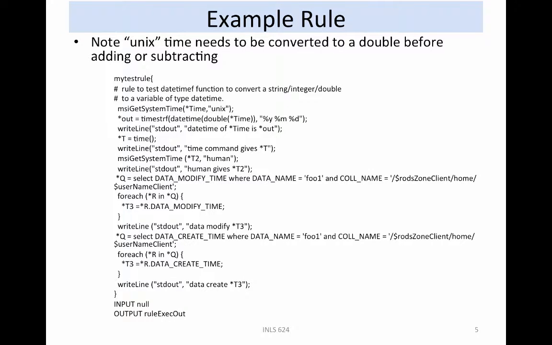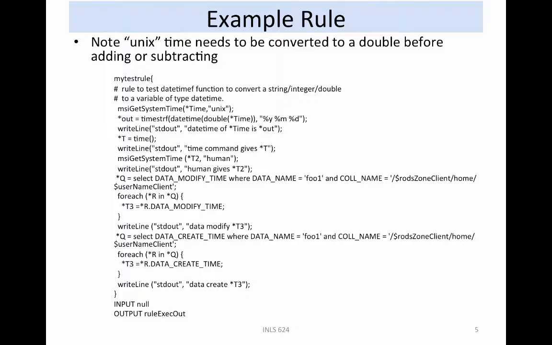The rule shown here converts from the Unix format for date and time to a human readable format. The first test uses the msiGetSystemTime microservice to get the time in Unix format. This is converted to human format but only retrieves the year, month, and day. The second test gets the time and date from the time function as a datetime variable. When the time is printed, it is automatically converted to the human format.